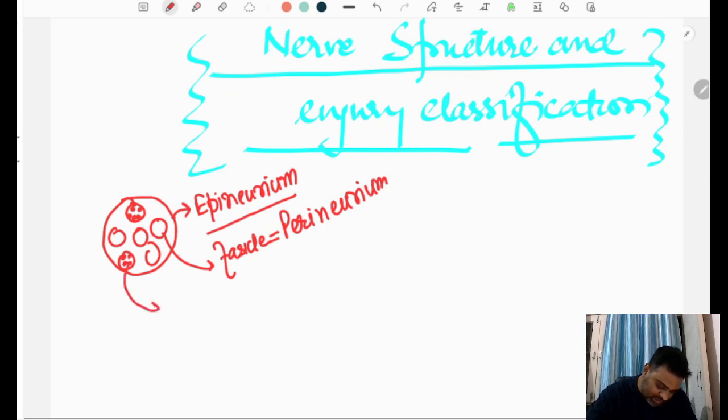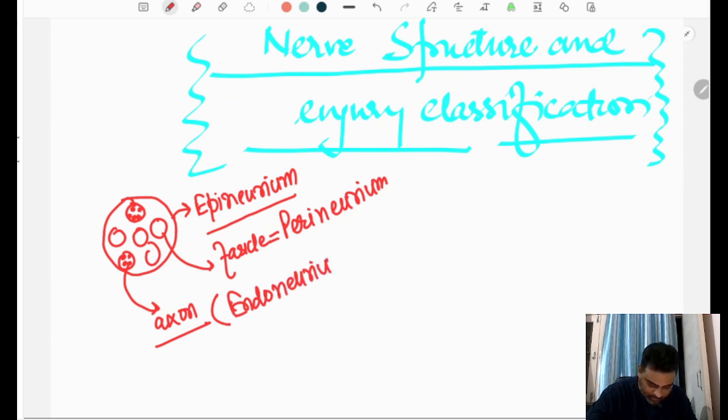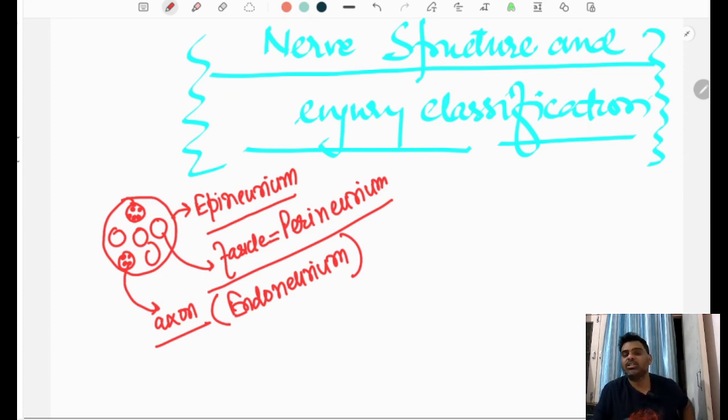And these axons are covered by endoneurium. So we have a big nerve which is covered by the epineurium. Then there are fascicles inside it which consist of single axon fibers, and these fascicles are covered by the perineurium, and then the axons are covered by the endoneurium.